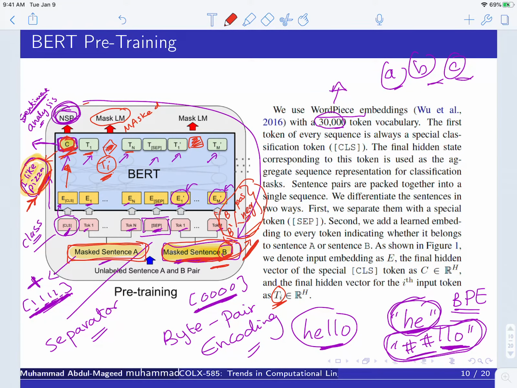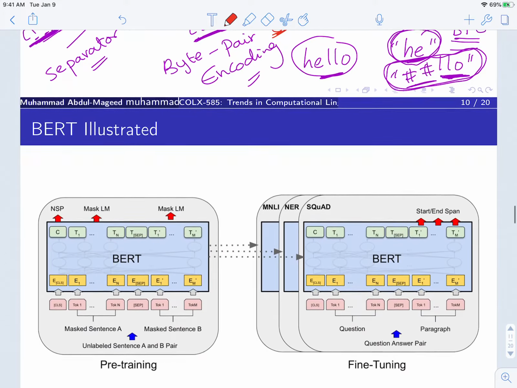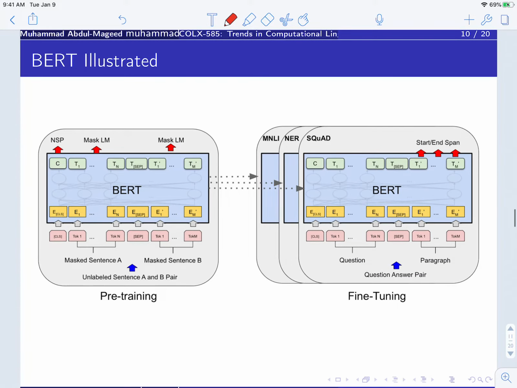Because we will try to know what was this word that we have masked at this point. Okay, so this is the BERT pre-training part. We have already discussed it. There is a fine-tuning part. And the fine-tuning part is really like, okay, once we have pre-trained the model, let's use it for a multilingual natural language inference task, for example, or a named entity recognition task, or a reading comprehension task.